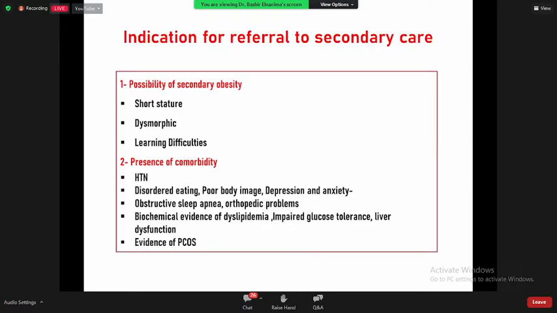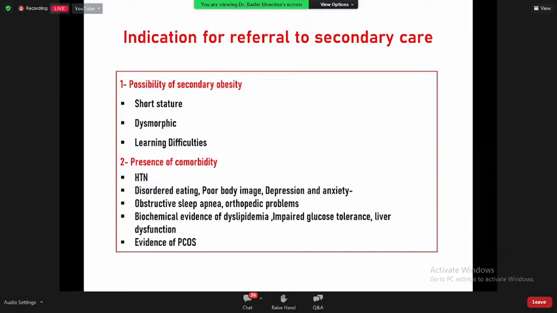If you are working, like in the situation in Sudan, outside of the endocrine center, in a rural hospital or a hospital outside the, as I mentioned, the endocrine center, there are certain indications for referral to secondary care. If from the history and the examination there is a possible secondary cause for the obesity, short stature, dysmorphic features, learning difficulties, these children need to be referred to the higher center or secondary care or the endocrine center for further evaluation and investigation, and most likely they need a multidisciplinary team.